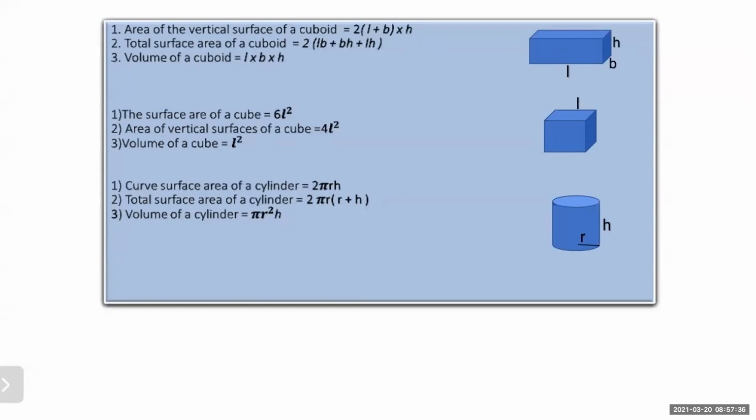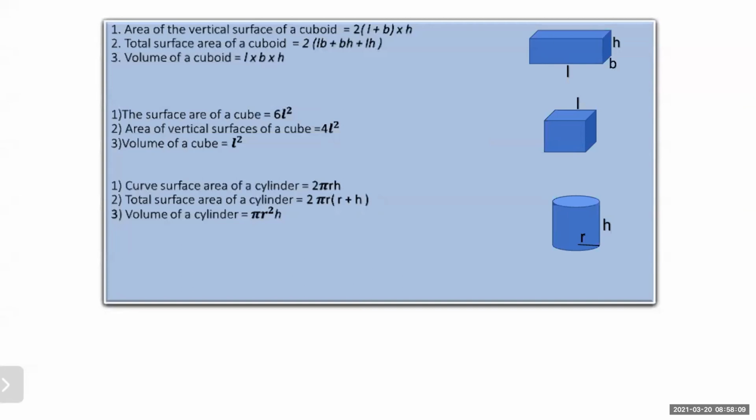The next is the cube. All of you are familiar with this type of geometrical figure. For example, the Ludo dice you use when playing snakes and ladders is of the form of a cube. All of you know that in a cube there are 6 faces. So the surface area of a cube is equal to 6 into L square. Now, a cube is a three-dimensional figure of squares.